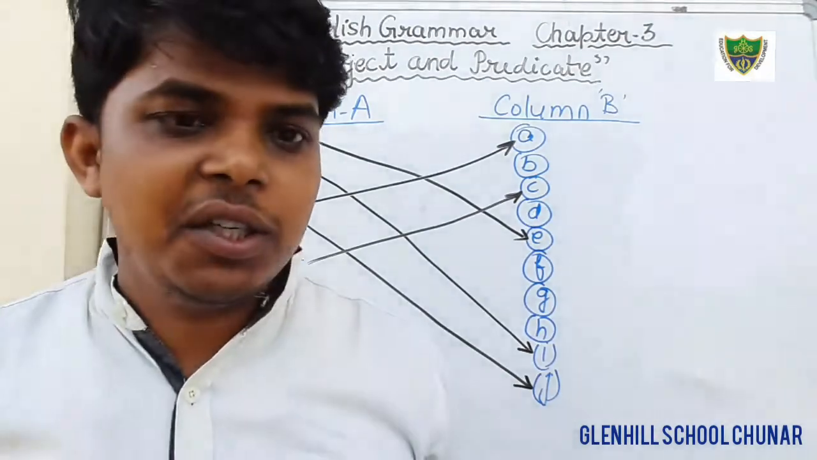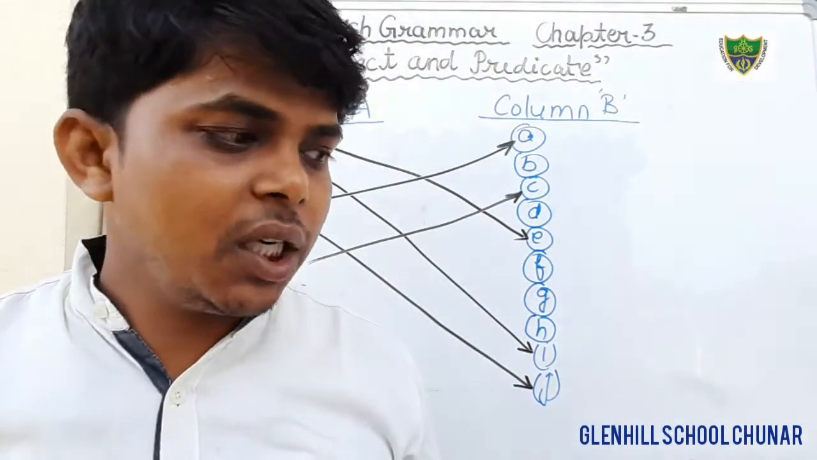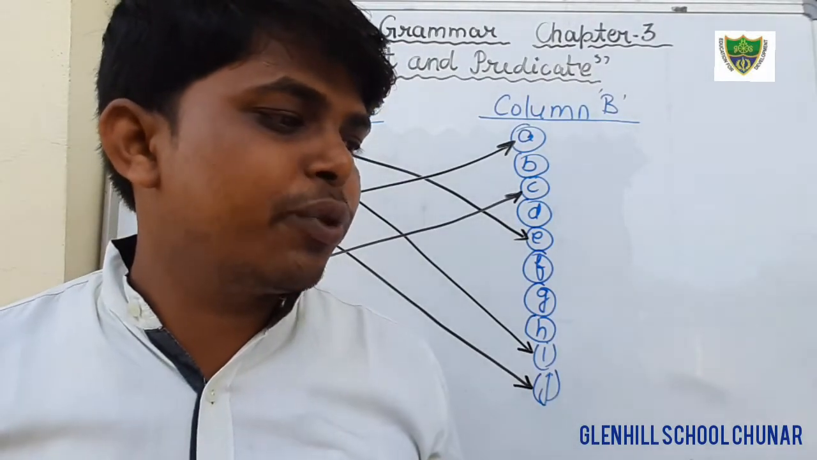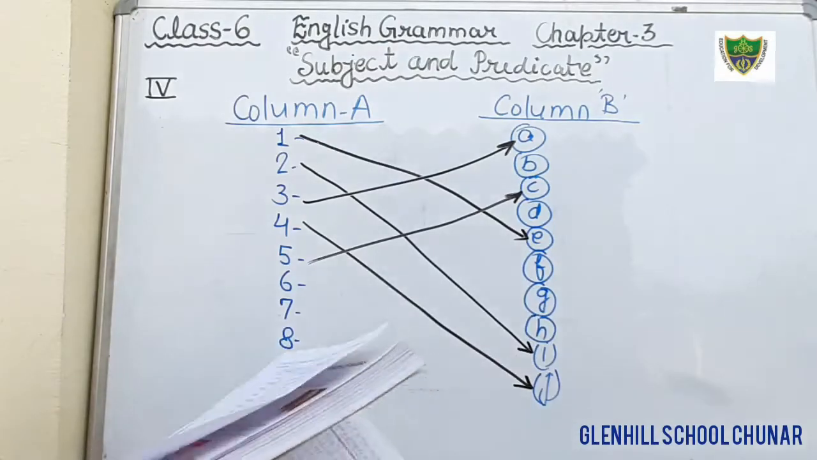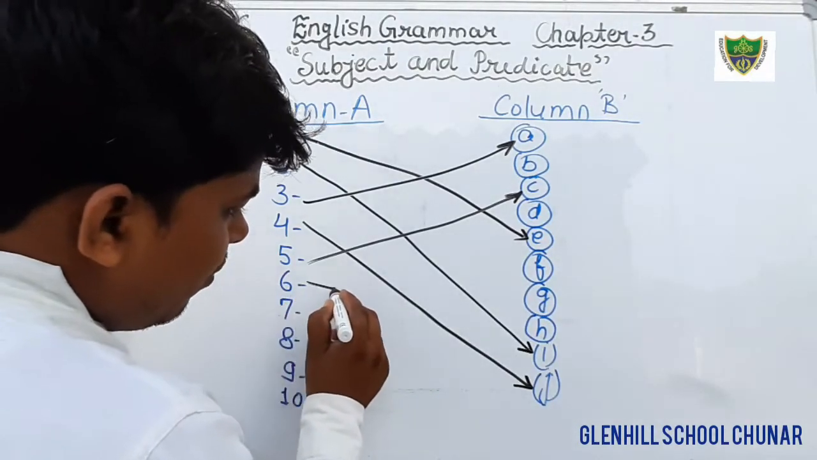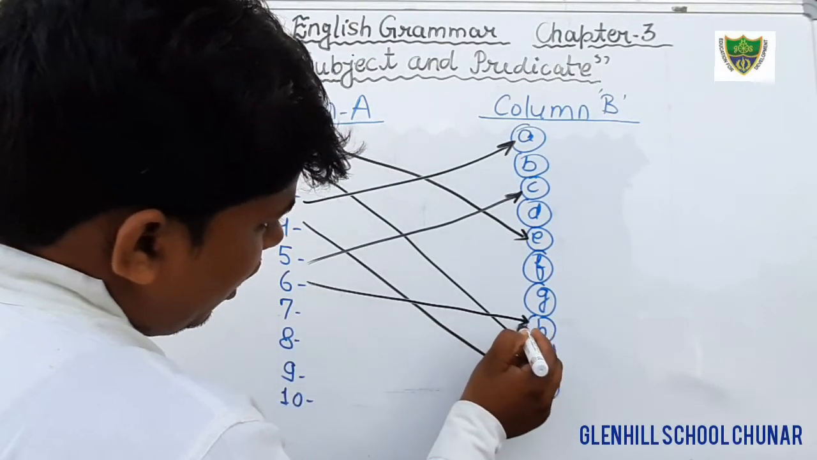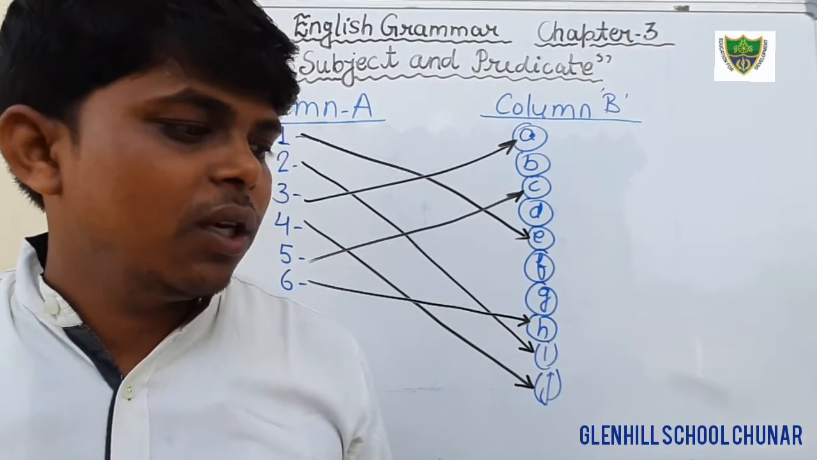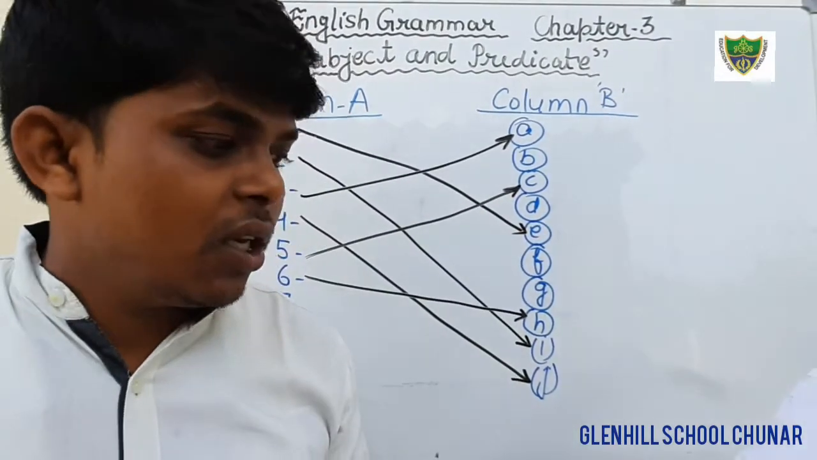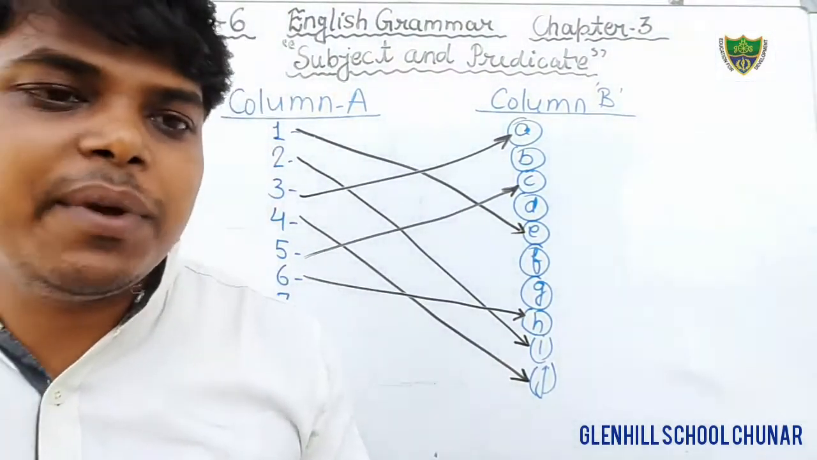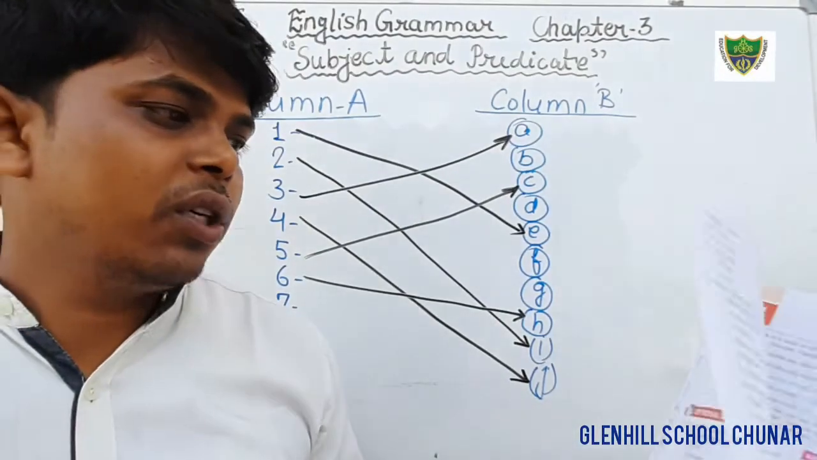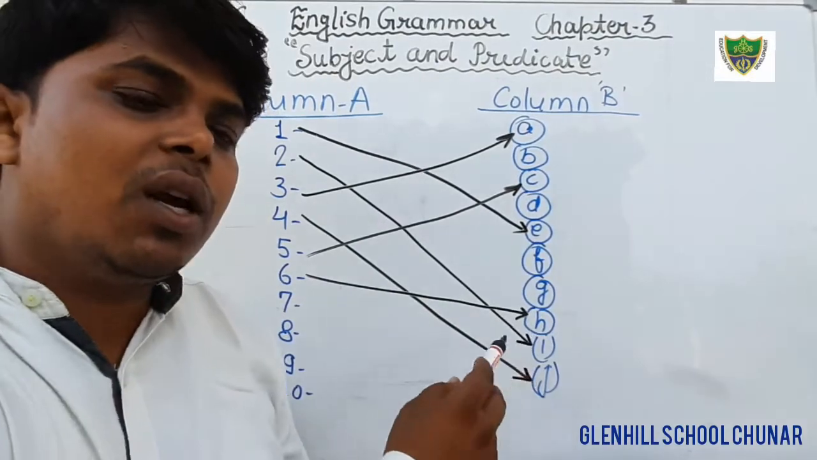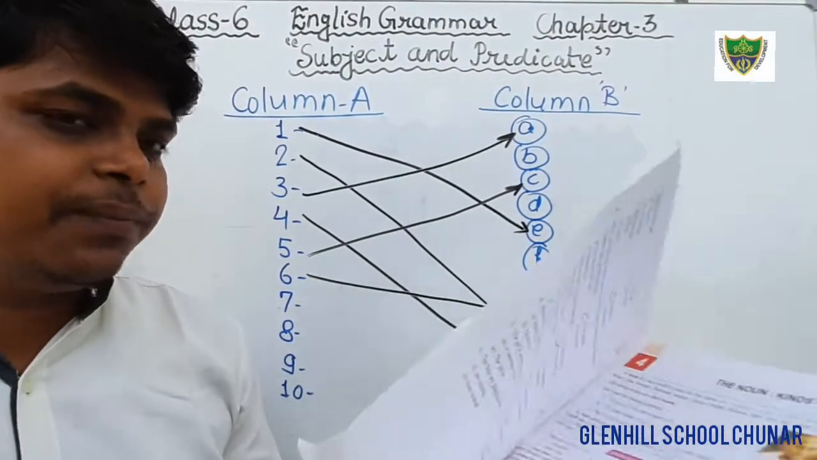My watch is the subject, and we will match it with option number H, that is given, keeps good time. Question number 6 we will match with option number H. What is question number 6? My watch. And what is option number H? Keeps good time. So the sentence will be: my watch keeps good time. Okay students, just do it.